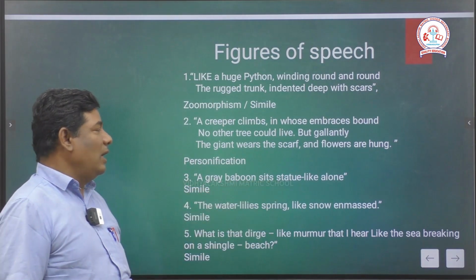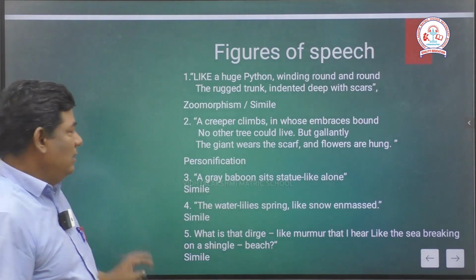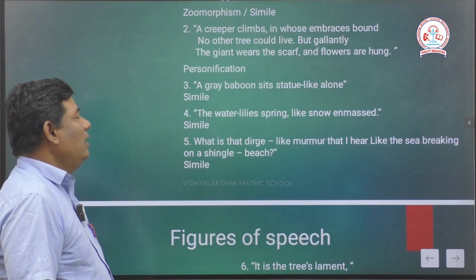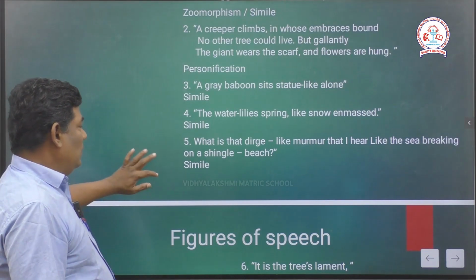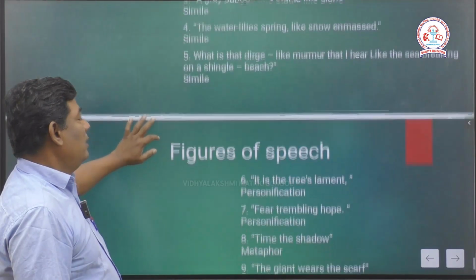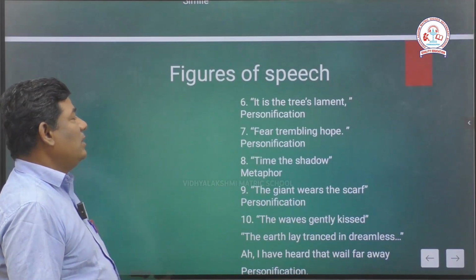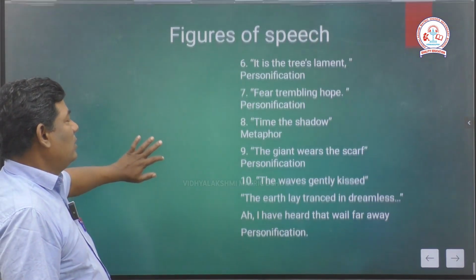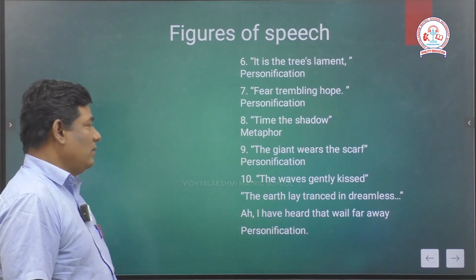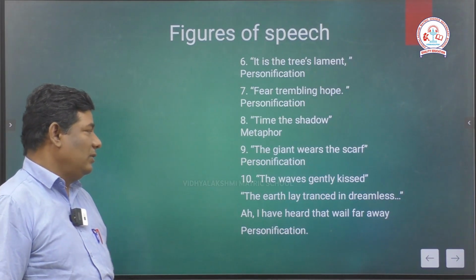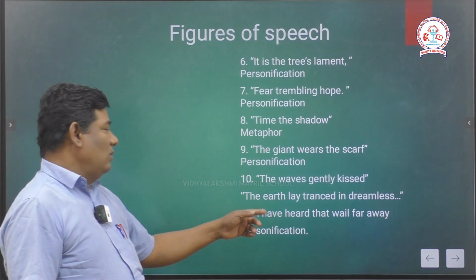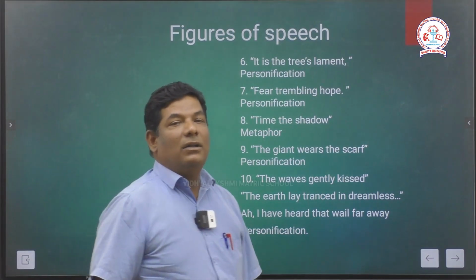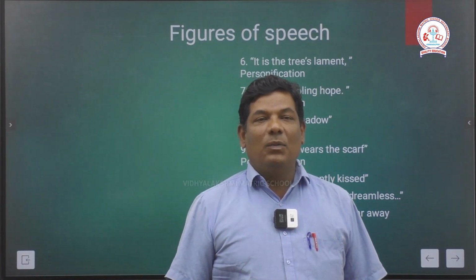A grey baboon sits statue-like, simile. Statue-like is simile, because like is used, water lily spring-like, no, this is also simile. Dirge-like murmur, therefore it is also a simile. And trees lament, trees lamenting like a person, therefore personification. Fear, tremble, personification. Time, the shadow, time is compared to the shadow, that is metaphor. Giant wears the scarf is personification. Waves gently kissed, yet lay launched and dreamless. I have heard of that for personification. These are also personification.